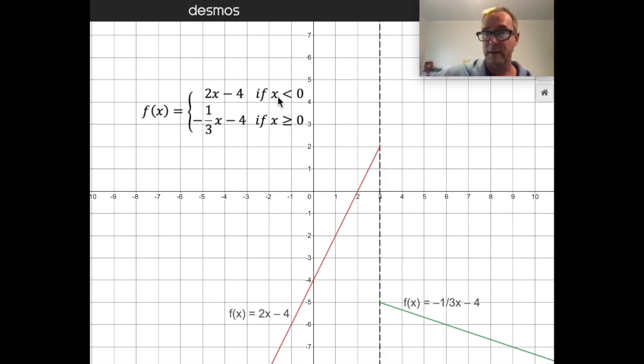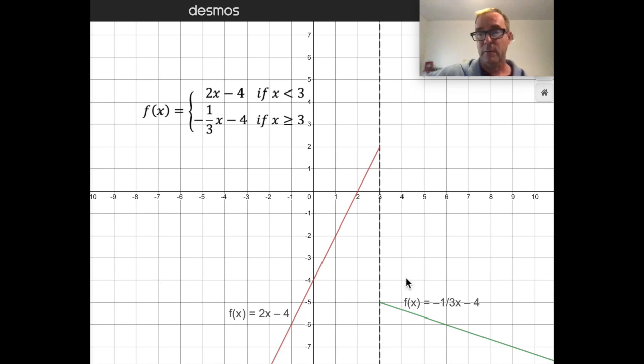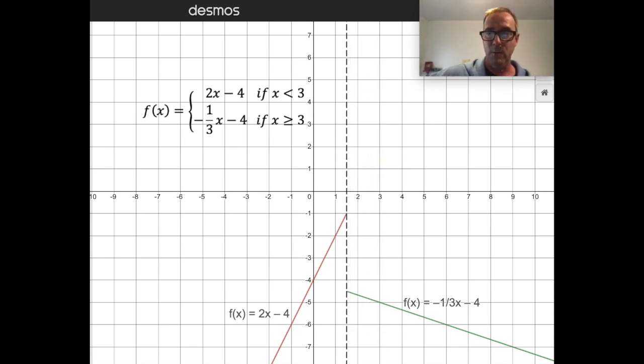It no longer would be if x is less than or greater than 0. Now it would be if x is less than or greater than 3. So now I've drawn the newly updated function using the same function rules, only using a domain break this time at an x value of 3 rather than an x value of 0. And I can move that anywhere I want. And it's actually a pretty neat deal, that domain break going anywhere you want it to.